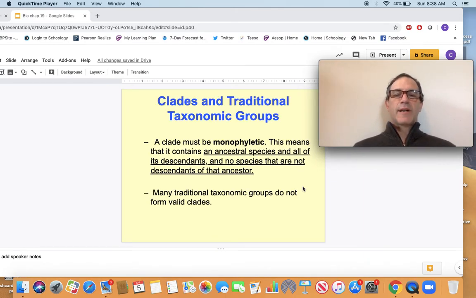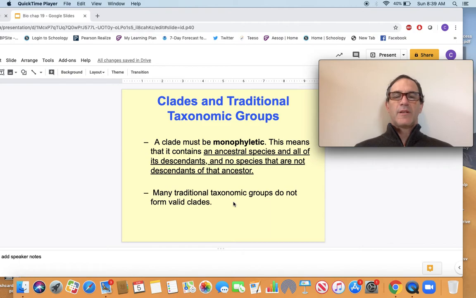Clades and traditional taxonomic groups. A clade, like we mentioned before, must be monophyletic. What does it mean again? It means it must include the ancestral species and all of its descendants, and no species that are not descendants of that ancestor. Many of our traditional taxonomic groups do not form valid clades.